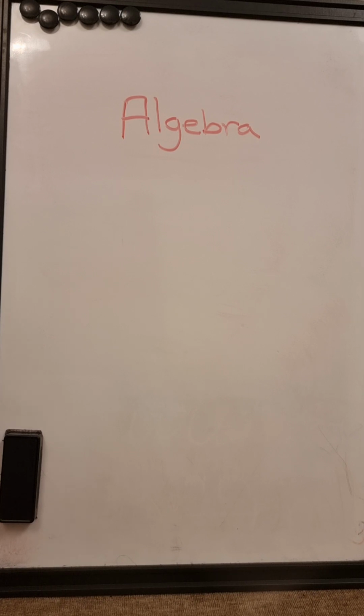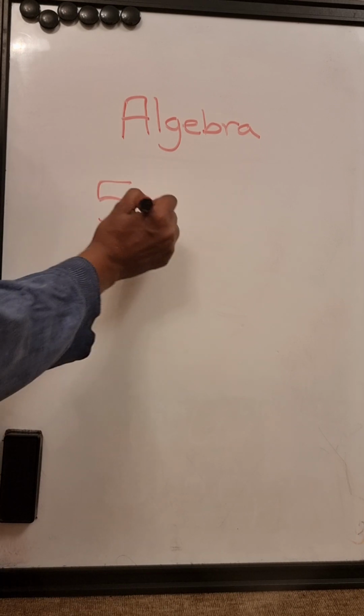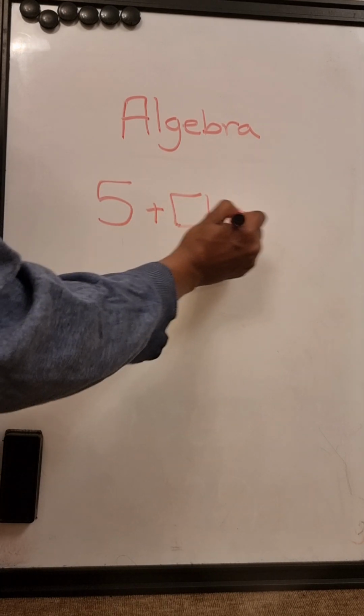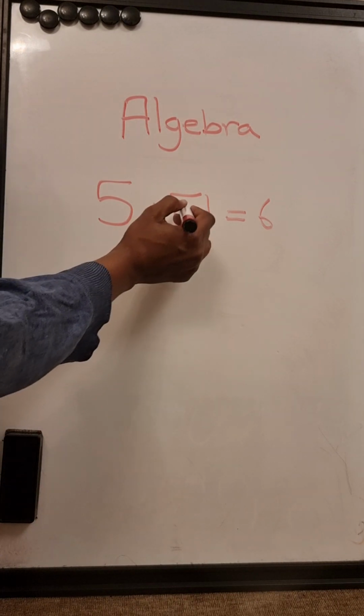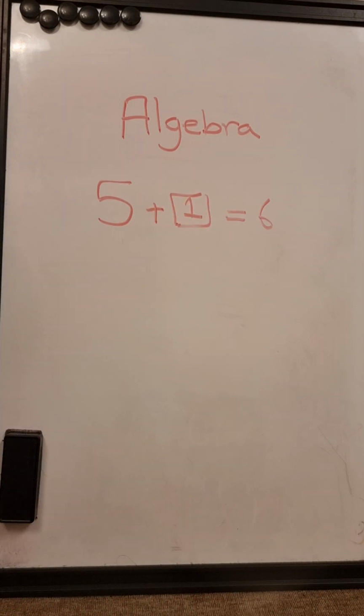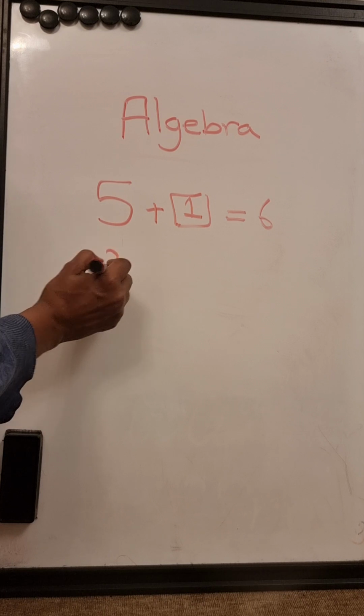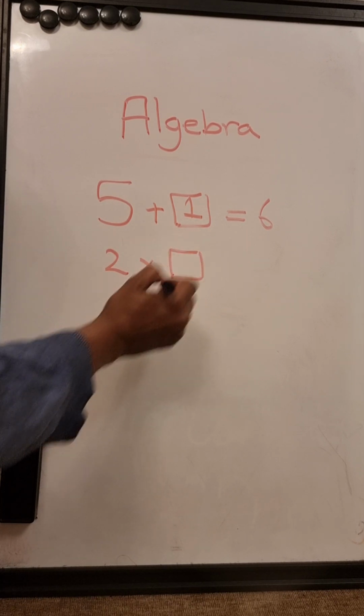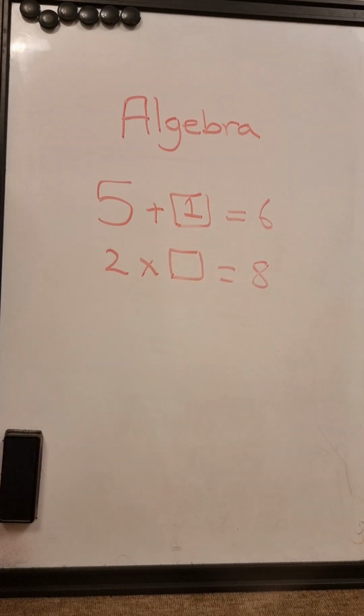There are so many things which are very obvious in algebra. For example, if we had 5 plus something equals 6, this is very obvious. The answer would be 1. If I have 2 times something equals 8, this is obvious. The answer here would be 4.